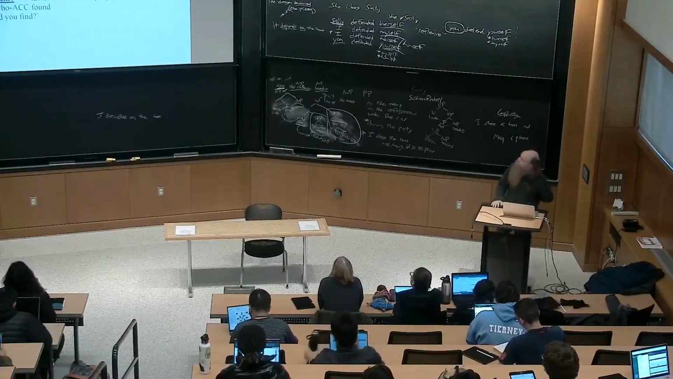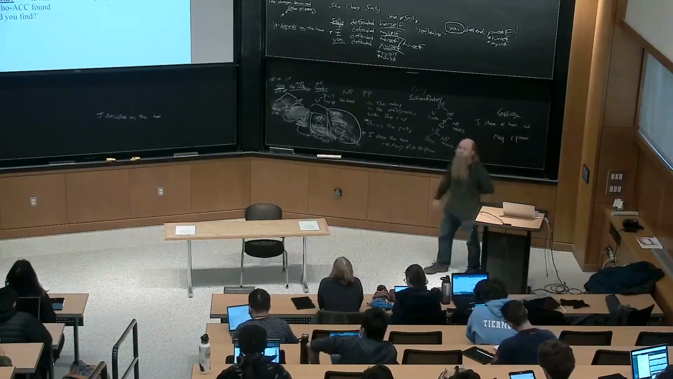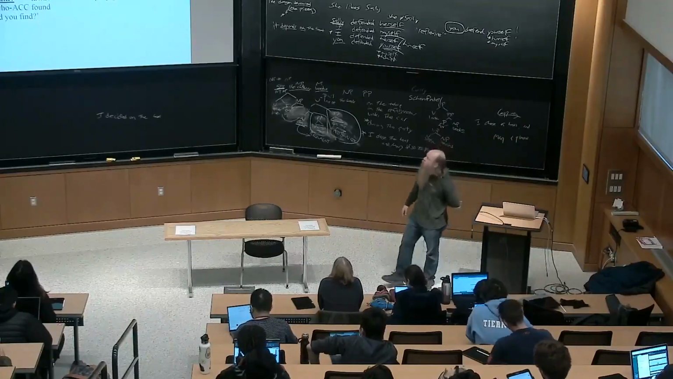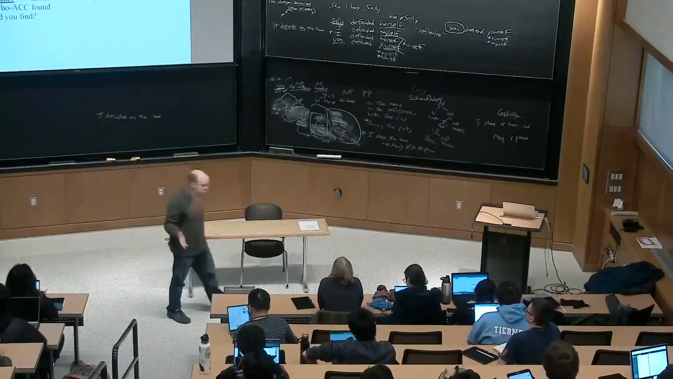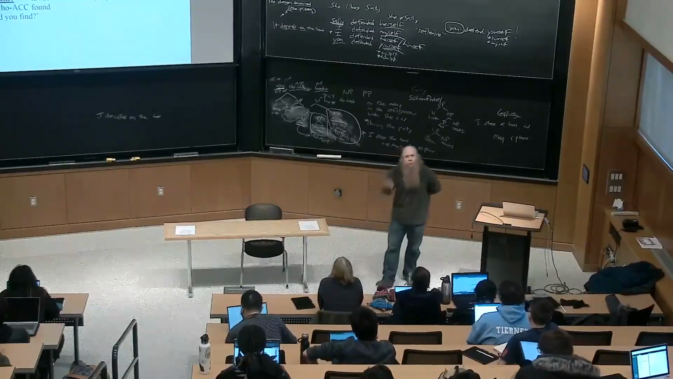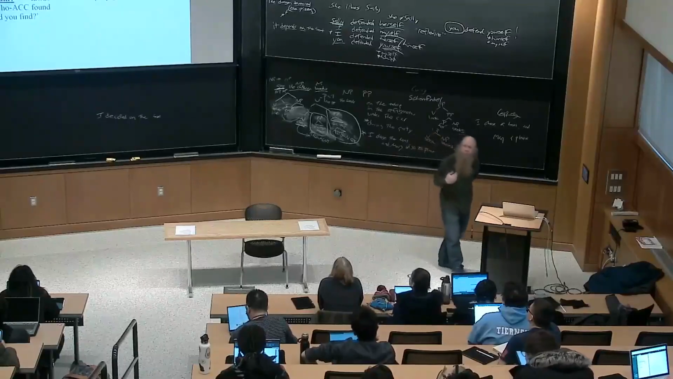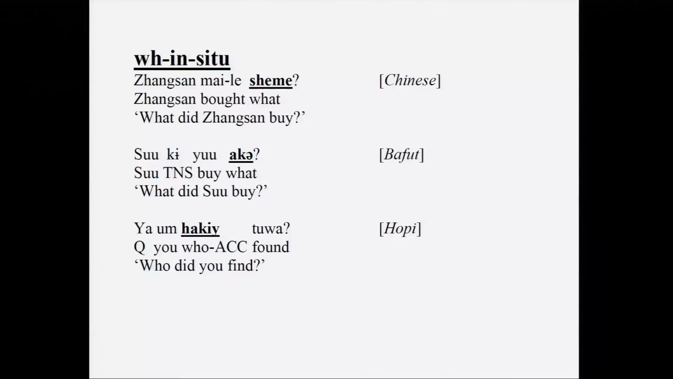It's not universal. So some of you, in fact, are native speakers of languages in which WH words don't move to the left edge of the clause. They just stay where they are. So in Chinese, for example, if you want to say, what did Zhang San buy? You don't say, what did Zhang San buy? Or at least you don't have to. The standard thing to say is literally, Zhang San bought what? Which, as I said, you can say in English, but only under special circumstances. In Chinese, that's just the natural way to ask that question, is to leave shenme right where it would be as the object of the verb. And here are a couple more examples. Bafut, which is a language of Cameroon, and Hopi, which is a language of the American Southwest.